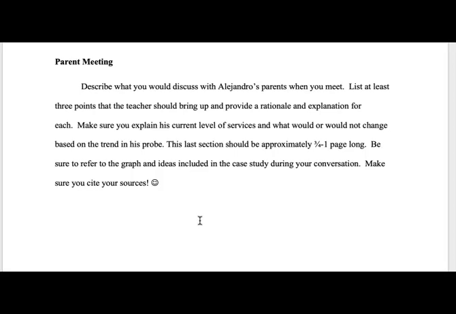The last section, this section here, should be approximately 3/4 to 1 page long. Again, be sure to refer to the graph and ideas included in the case study during your conversation. And as always, make sure you are citing your sources.